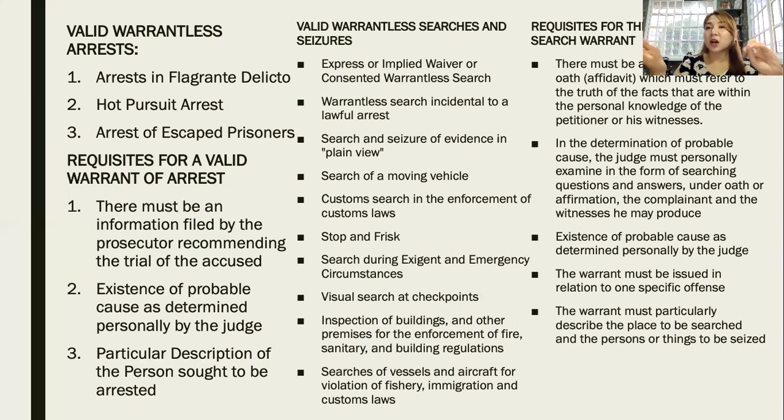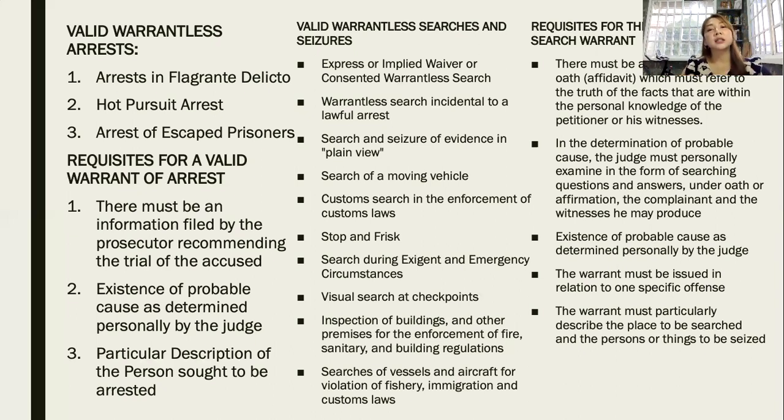Sabi nga ni attorney, under oath daw yung "so help me God," para sa mga naniniwala sa Diyos. Pag affirmation daw, parang "I affirm that all my statements are true." Kasi pag nag-lie ka sa court, you're going to be held liable for perjury. It must be determined personally by the judge after examination under oath or affirmation of the complainant or the witnesses he may produce. Yung personal examination, as we said a while ago, hindi naman kailangan talagang personal itong gawin ng judge. Judge must personally examine the complainant and his witnesses in the form of searching questions and answers.